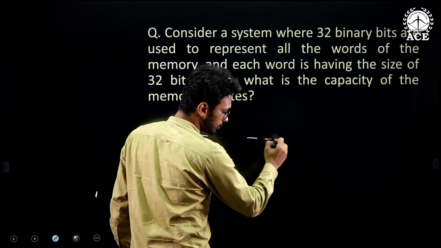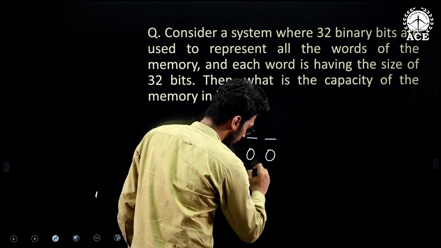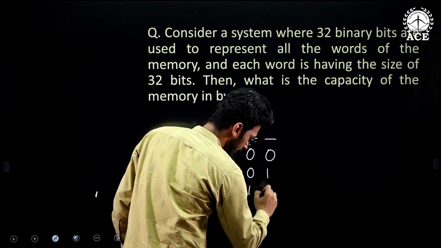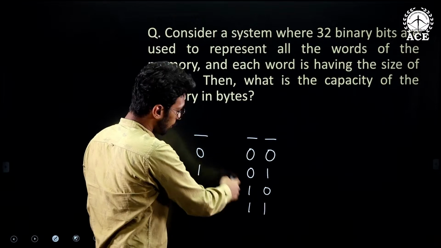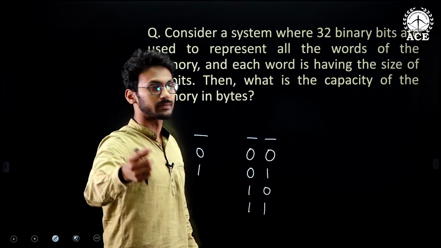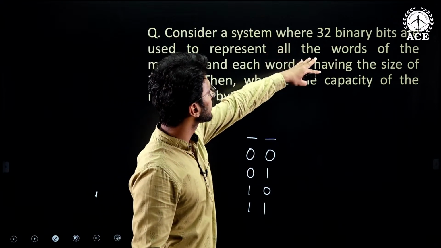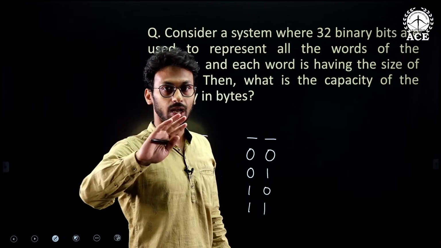If 2 bits are used to represent memory, then how many words can be possible? 0 0, 0 1, 1 0, 1 1. 4 words are possible. With 1 bit, 2. With 2 bits, 4. With 3 bits, 8. 2 cube is 8. Same way, if there are 32 binary bits, 2 raised to 32 words will be possible. I hope you got it.